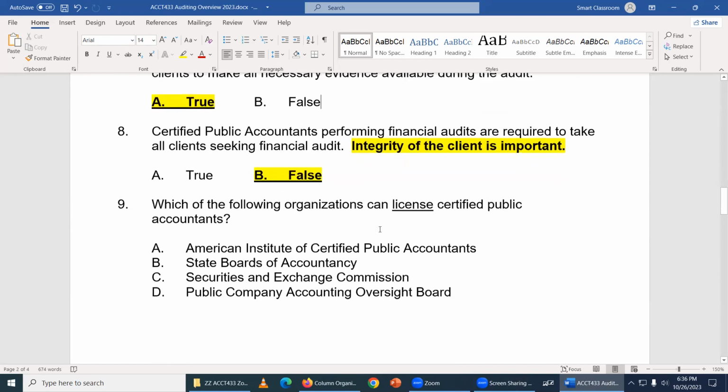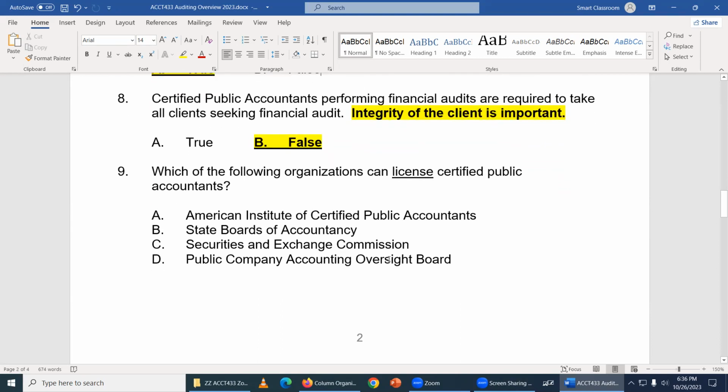Which of the following organizations can license certified public accountants? The AICPA? Nope. The ACCT433 makes the CPA exam. Isn't it the state board? Yes, the state board. It's just like a driver's license. It actually even looks almost like a driver's license.